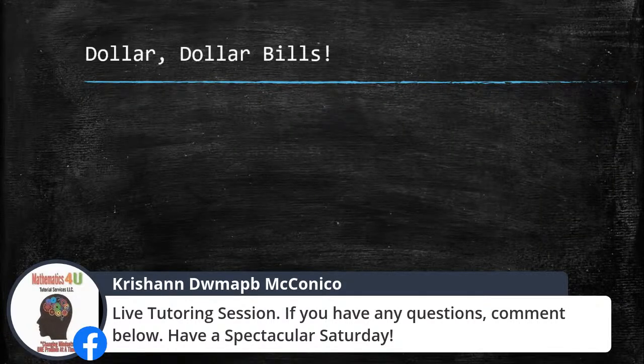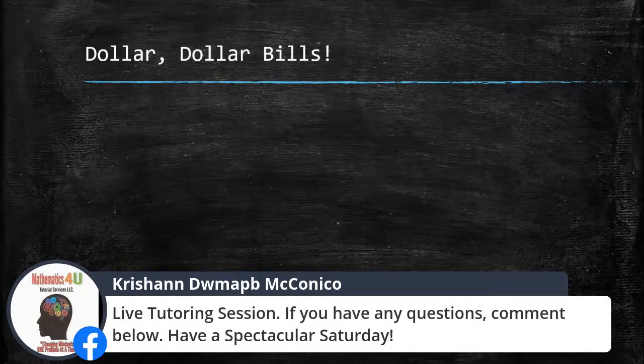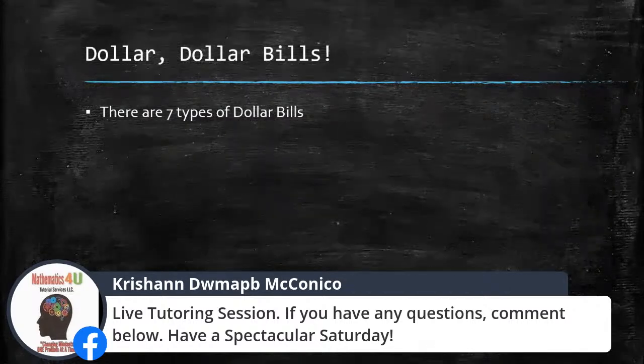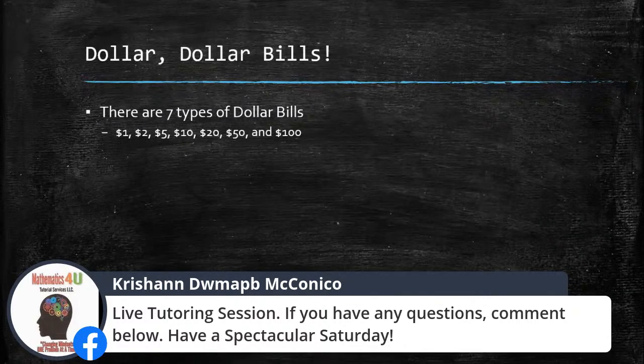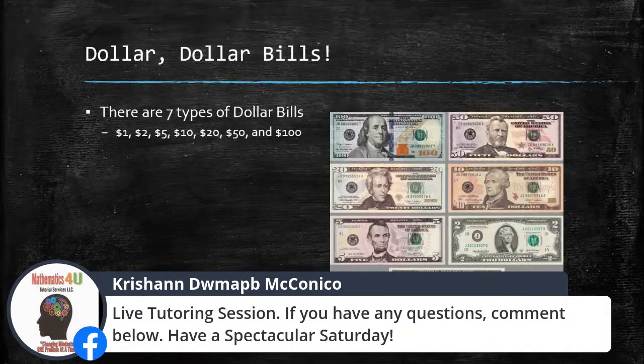All right, people, we're getting ready to talk about cash, the dollar bills. There are currently 7 types of dollar bills in circulation in the USA. We have the $1 bill, the $2 bill, the $5 bill, the $10 bill, the $20 bill, the $50 bill, and the current largest bill in circulation is the $100 bill, or how everyone else calls it, the Benjamins.